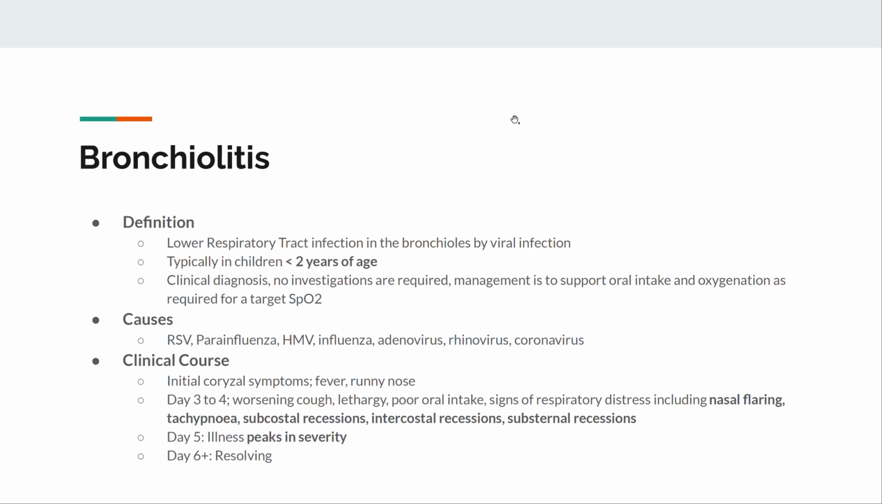Bronchiolitis is a pediatric condition I wanted to add to this lecture because it's very common and you'll be asked about it a lot in third year, but you might not actually get taught very much about it at all during first and second year. So what is it? It's a lower respiratory tract infection of the bronchioles via a virus, typically.